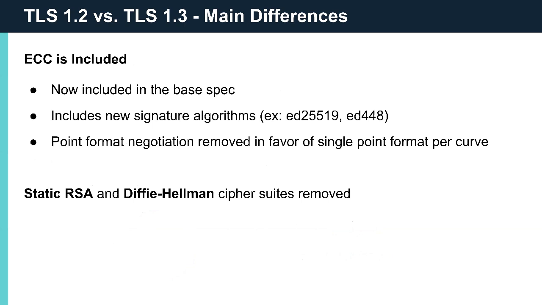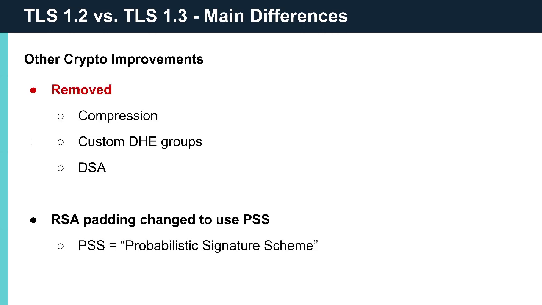ECC is now included in the base specification. It includes the newer signature algorithms of Ed25519 and Ed448. Point format negotiation was removed in favor of a single point format per curve. And the static RSA and Diffie-Hellman cipher suites were removed. Some other crypto items were removed: compression, since there had been some attacks on that in the past, custom DHE groups, and DSA. RSA padding was also changed to use the PSS scheme, which stands for probabilistic signature scheme.